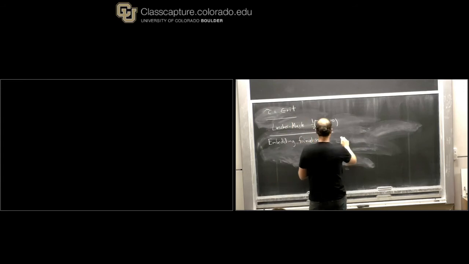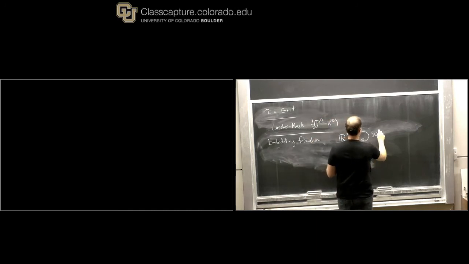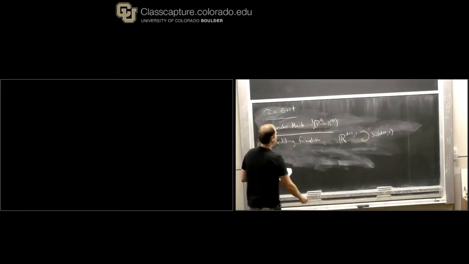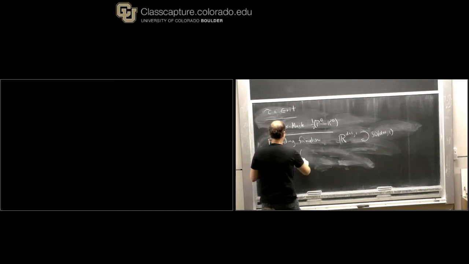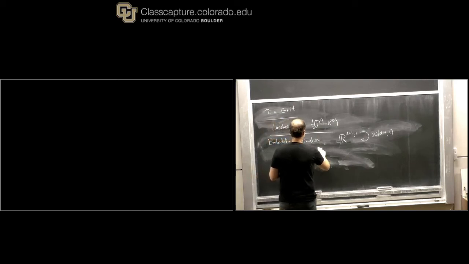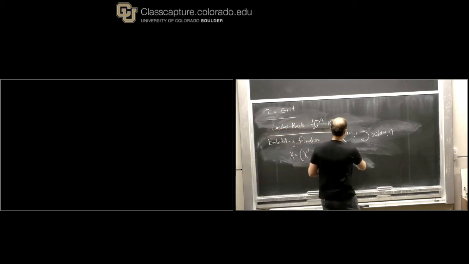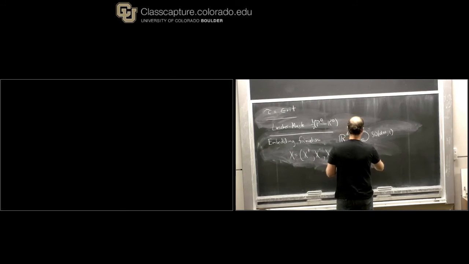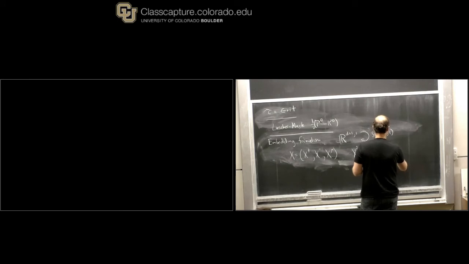Okay, so let's start in Euclidean space. So the Euclidean embedding space is R^{d+1,1}, and it's acted on by the Euclidean conformal group, SO(d+1,1). And on this space, I'm going to choose coordinates x^+, x^-, x^mu, with metric minus x^+ x^- plus the sum from mu equals 0 to d minus 1 of x^mu squared.